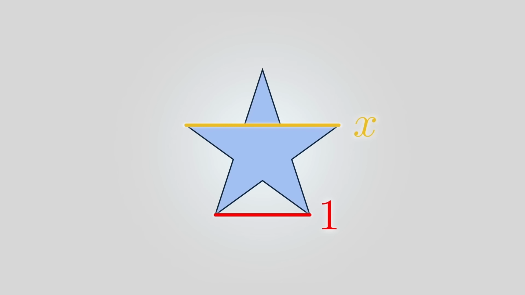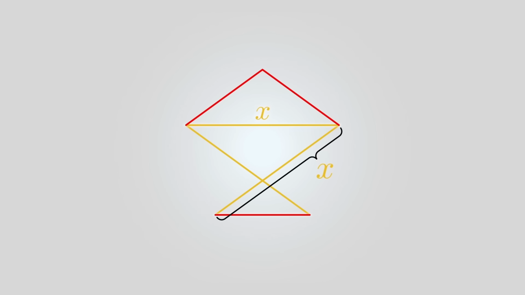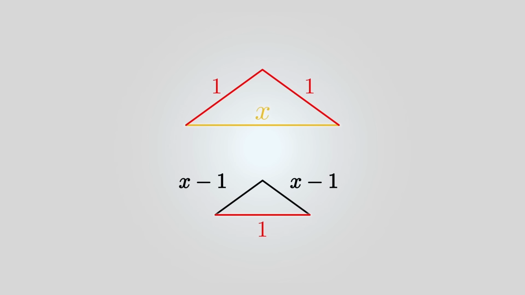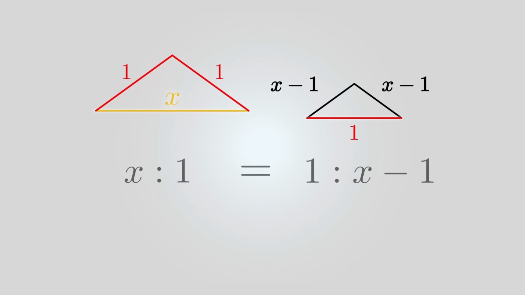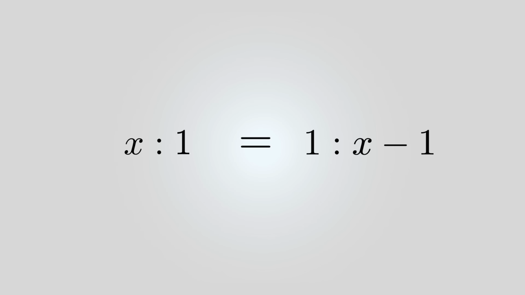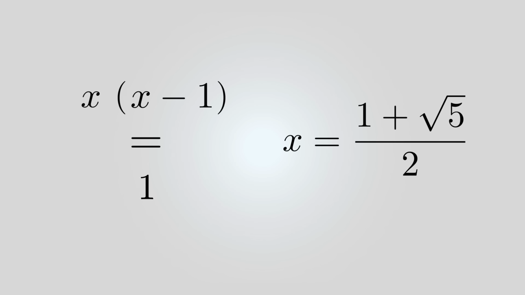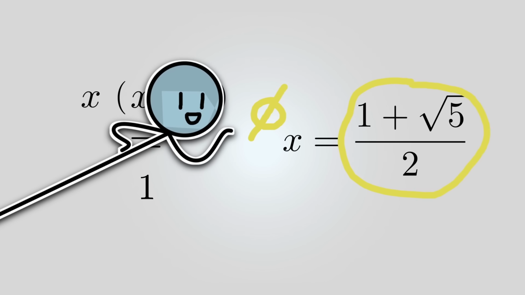The symmetry of the star allows us to do this. We get two similar triangles. This means that the proportion between x and 1 is the same as the proportion between 1 and x minus 1. Solve that and you get x equals (1 plus root 5) over 2, which is called the golden ratio.